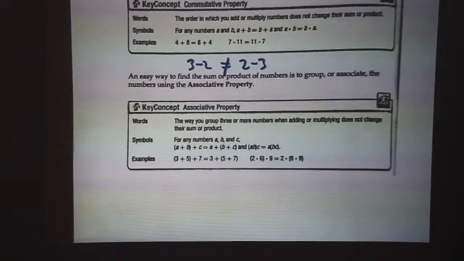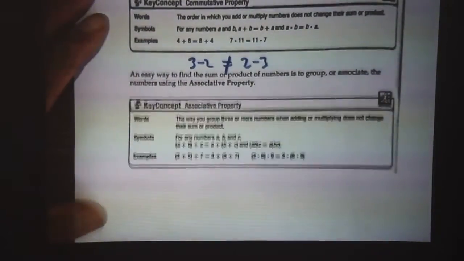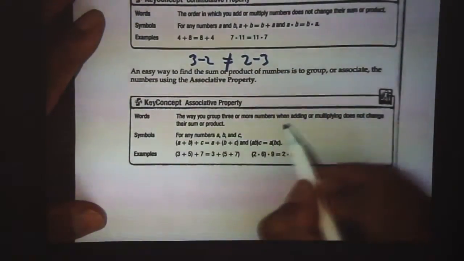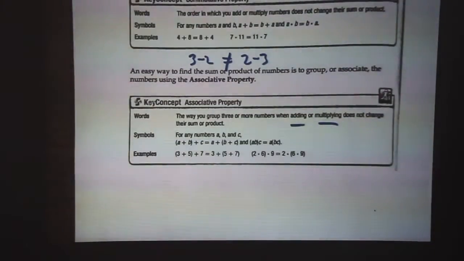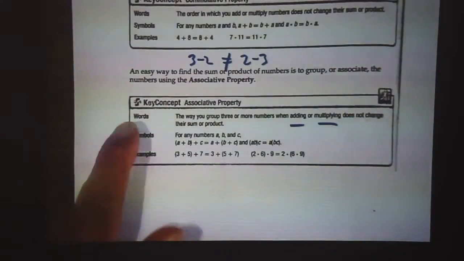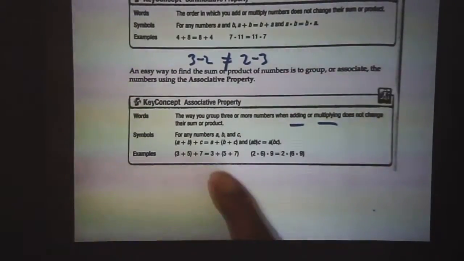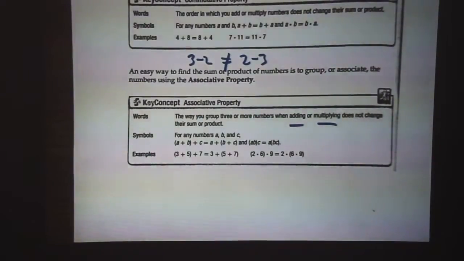You may group together values that are being added together in any grouping that you wish. Notice again, it only applies to addition and multiplication. You cannot group together subtraction of values as you wish. So anything that's being added together, you can group together accordingly, or multiplied, you may group together accordingly, but you cannot do that with division or subtraction.